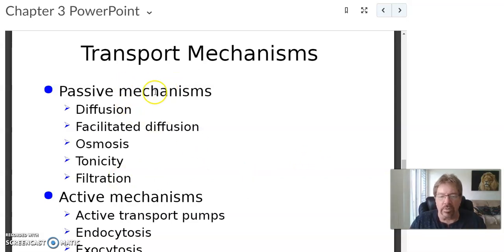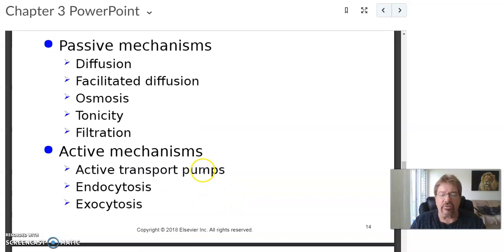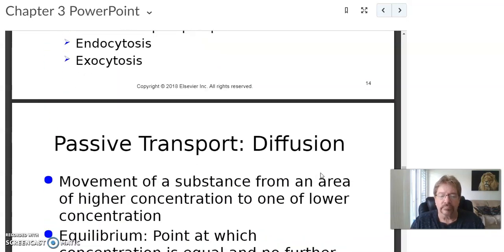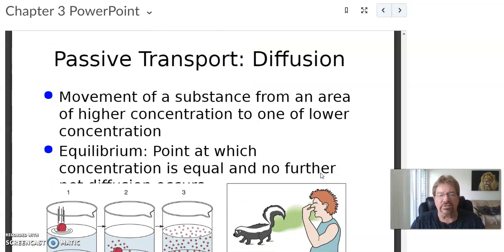The important thing to remember is that passive mechanisms of transport through the cell membrane do not require additional energy. Active mechanisms do. There are active transport pumps, for example, to pump sodium ions in and out of nerve cells, because that's the major component of what produces a nerve signal. Moving things in and out of the cell, endo and exocytosis, also requires energy. So they're active mechanisms. All right, let's talk about passive transport.